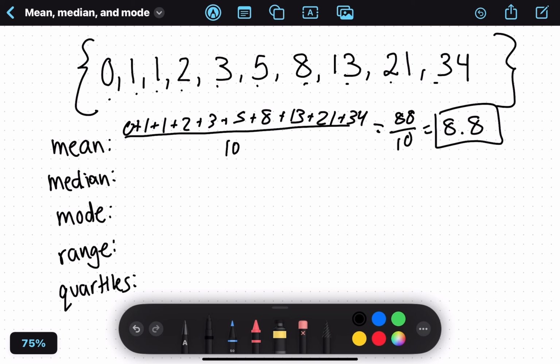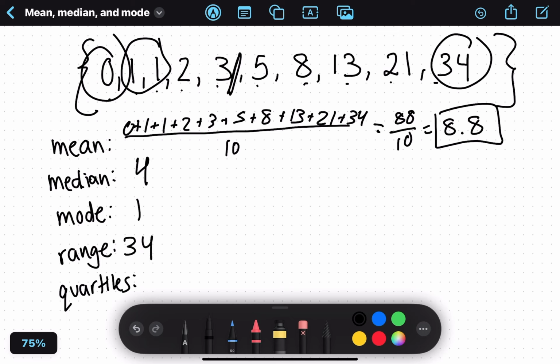Our mean is 8.8. Our median, now, lucky you, I put them in order from least to greatest. All you have to do is look for the middle value. Now, it's even, right? Because the total number of values is 10. So we go 5 and another 5 numbers. So it has to be a number exactly in between 3 and 5. And what would that be? 4. Easy enough. Our median is 4. Now, our mode. Which number comes up the most frequently? That would be 1, because all the other numbers come up once, but 1 comes up twice. So that is our mode. Our range is our greatest value minus our smallest value. What is 34, our greatest value, minus 0, our smallest value? 34, of course, makes our range 34.